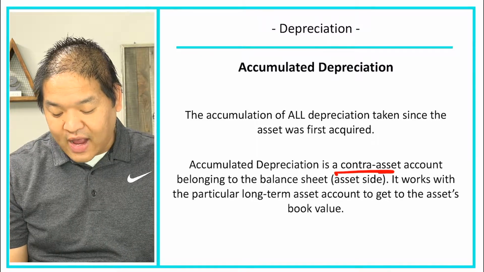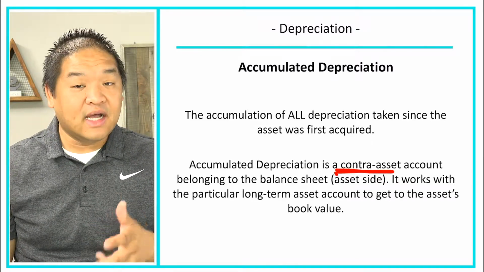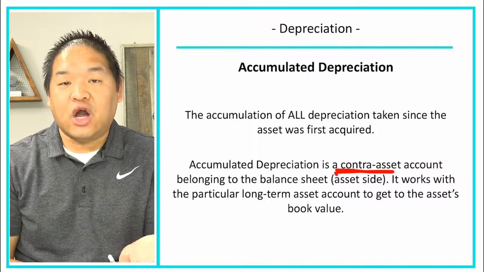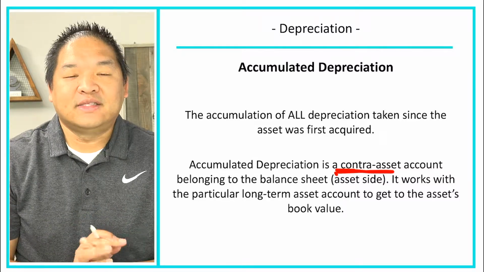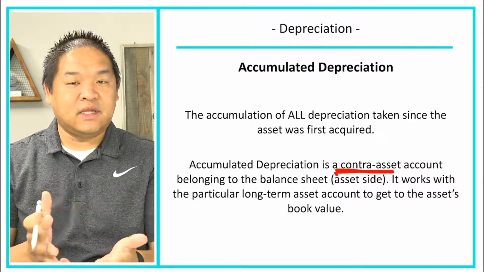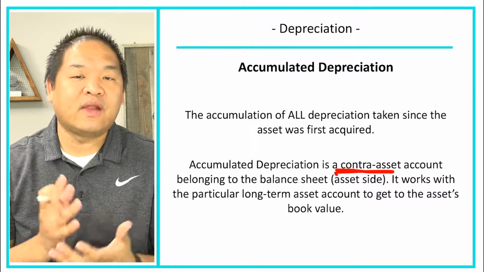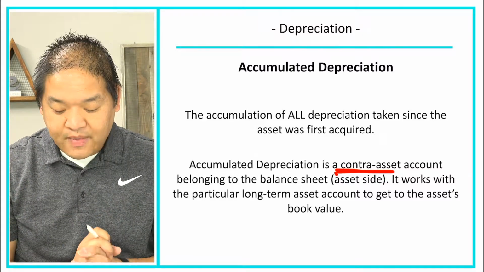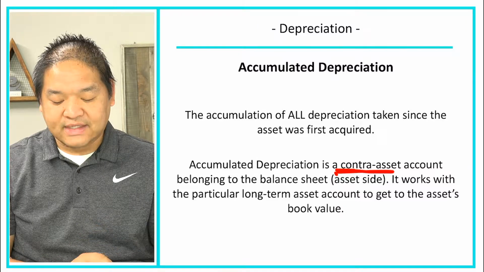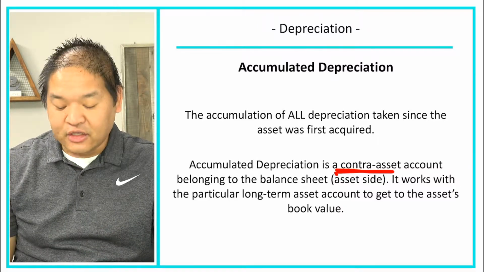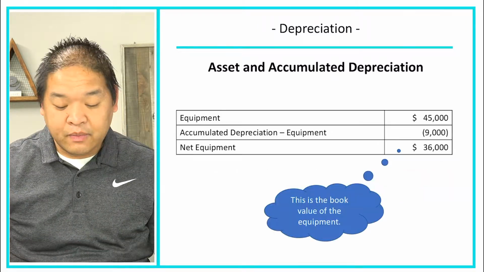It is a contra asset account, and it does belong to the asset column. So you're going to see that it doesn't really act like an asset because it's not, but it kind of reverses what the asset does. It works with a particular long-term asset to get the asset's book value. So what do we mean? Well, let me give you an example of what it looks like.